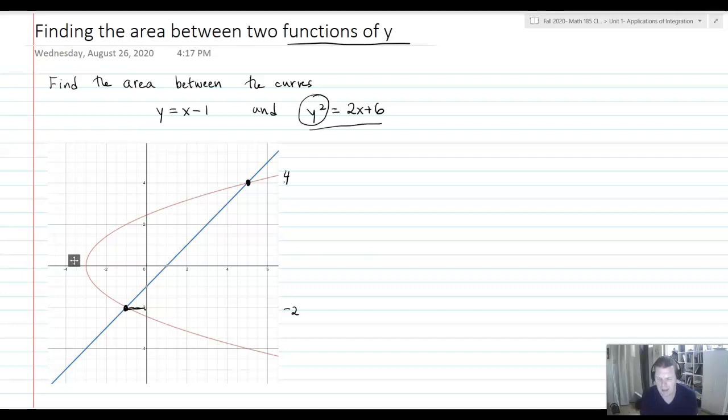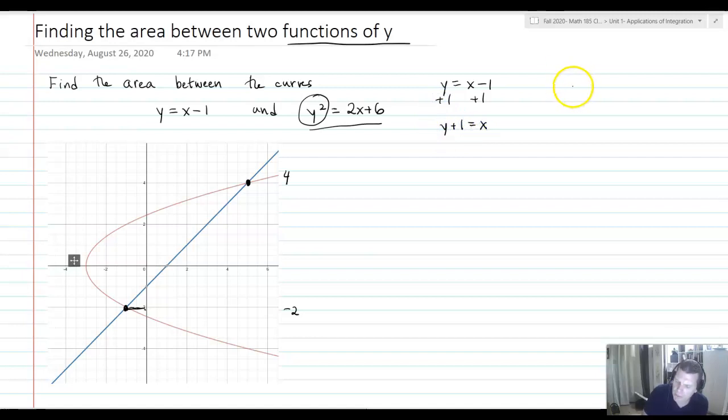Now, we can see that by visual inspection, but what if we can't actually visually inspect that? What we're going to do is transform our functions: we're going to isolate x for both of our functions and then set them equal to each other. So for the first function, y equals x minus 1, we're just going to add 1 to both sides, and we get y plus 1 equals x.